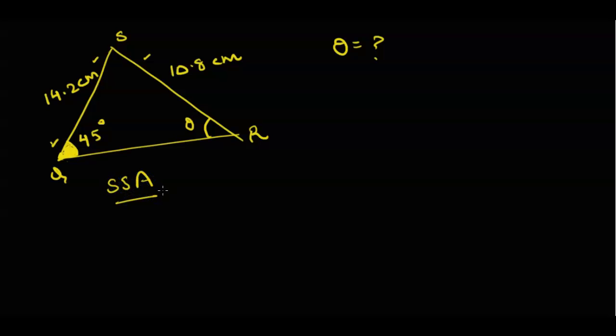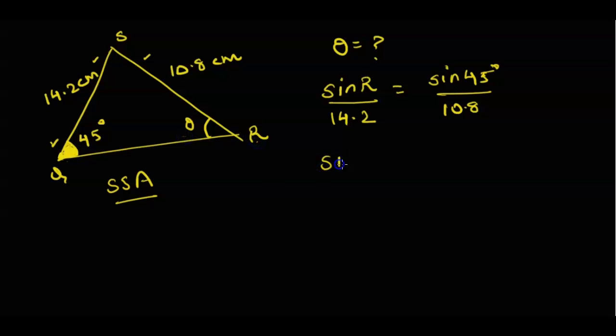Then what we have to do is use sine law. So the ratio that we would be writing is sine angle R over the side that is opposite to angle R, that is 14.2, equal to sine angle 45 over the side opposite to it, that is 10.8, and then we would isolate R. We know R is nothing but theta, so we can replace R with theta.